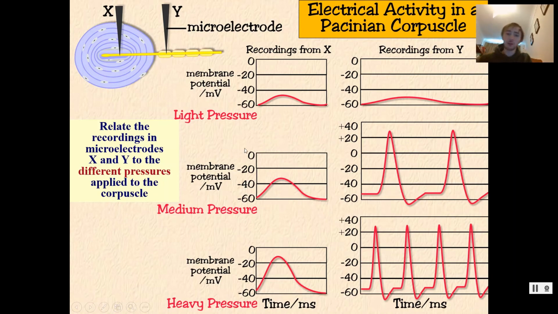So what is the difference between medium pressure and heavy pressure? Well, with medium pressure we only get a small increase in generator potential. With heavy pressure we get a large increase in the generator potential. And what effect does that have on the action potentials? Does it increase the size of the action potentials? No, but it increases the number of action potentials.